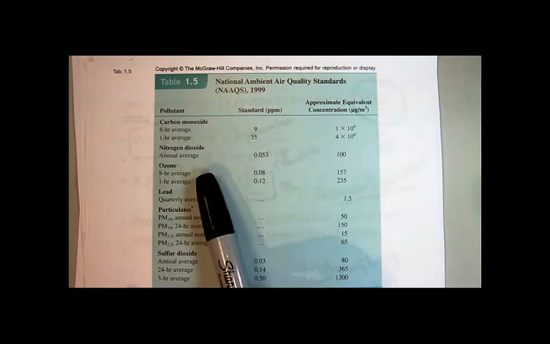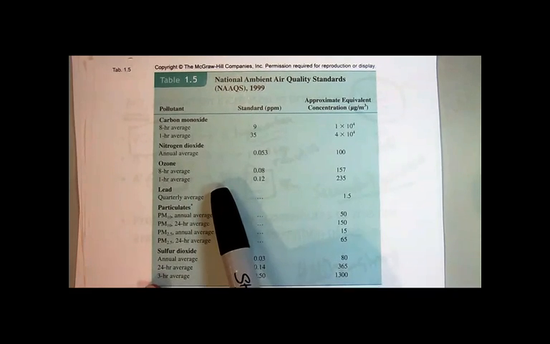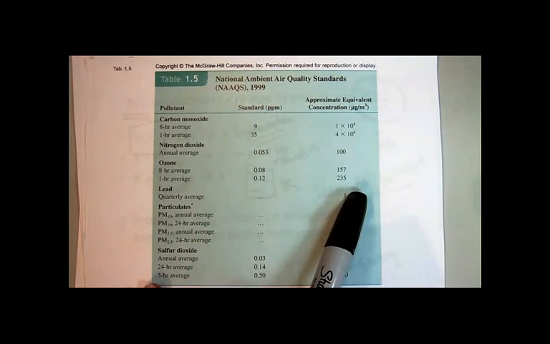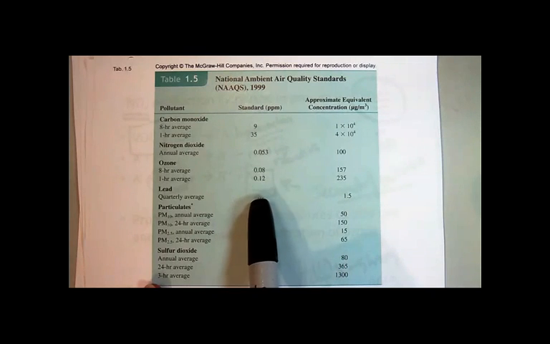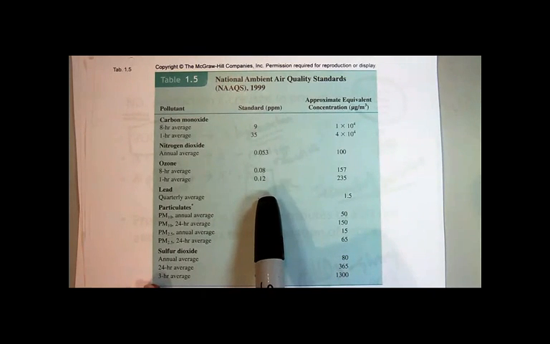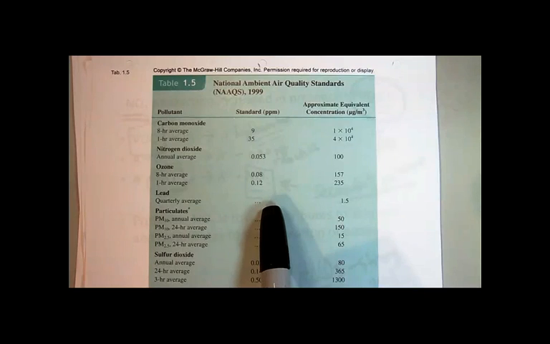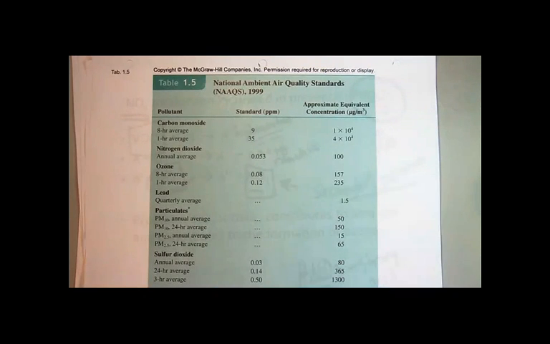Here's another nasty pollutant. We haven't talked about ozone yet, but we need to. Lead, right here, doesn't give a parts per million. It only gives micrograms per cubic meter, and that's because lead exists in the air as a pollutant as a solid, little clumps of tiny particles of lead. I just want to take a minute right now to tell you about that. Let me find a piece of paper to write on.